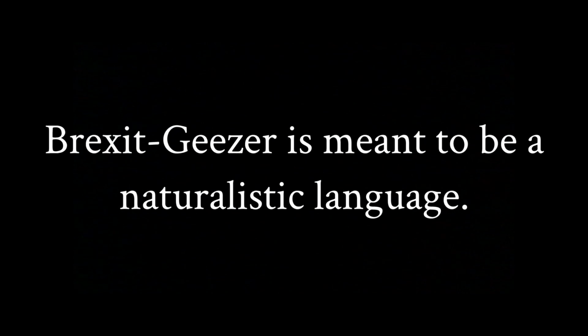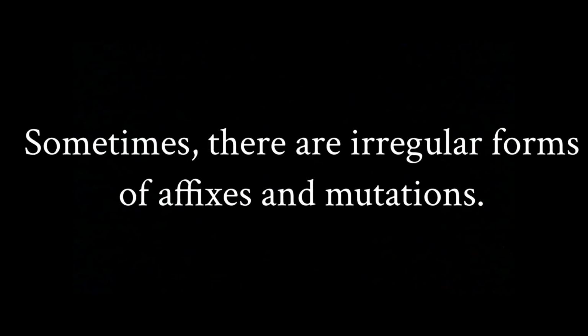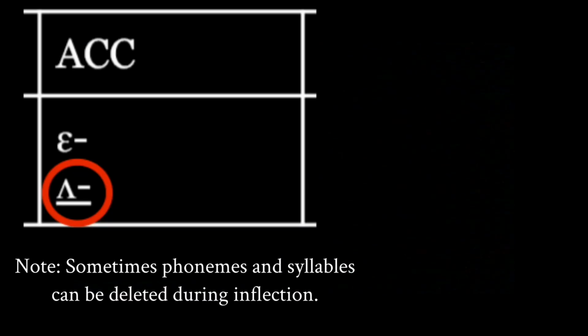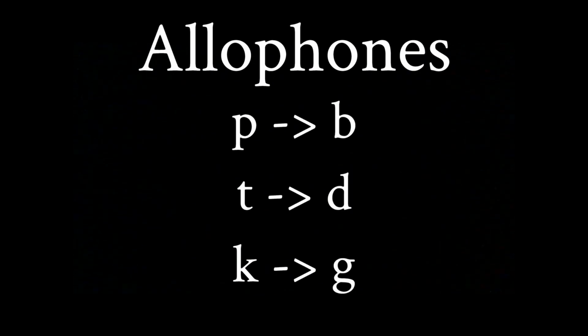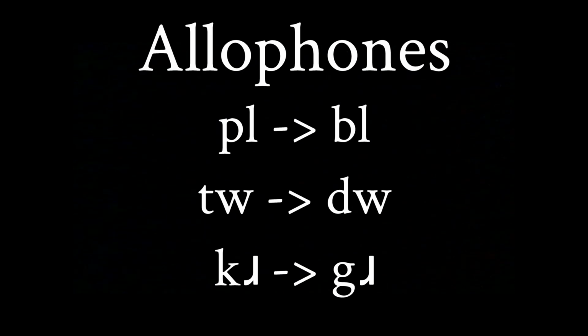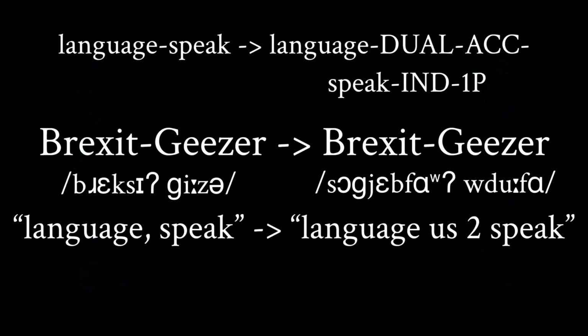This language is a naturalistic language, so sometimes there are irregular forms in the initial affix as well as in the mutation tables. There are also some notable allophones in the language. For example, the unvoiced pa and ta become the voiced ba and da when placed in front of an approximant, like la, wa, ra. It should also be noted that the spelling of the word does not change despite all of the immense change that happens to its pronunciation during grammatical inflection.